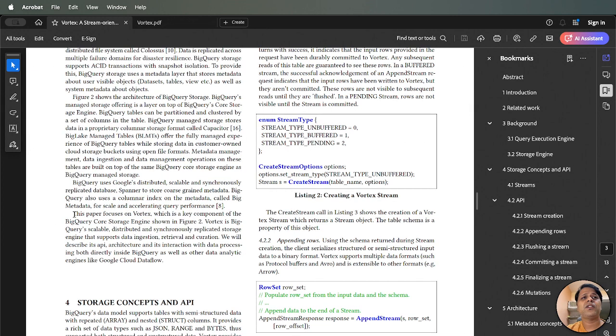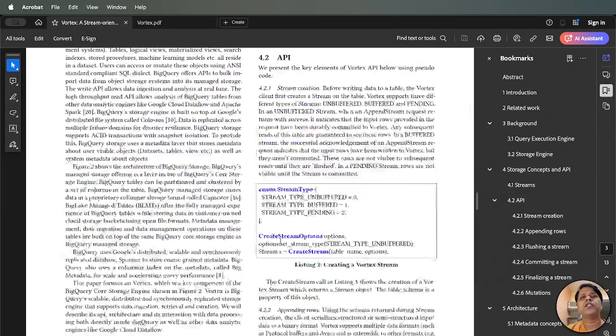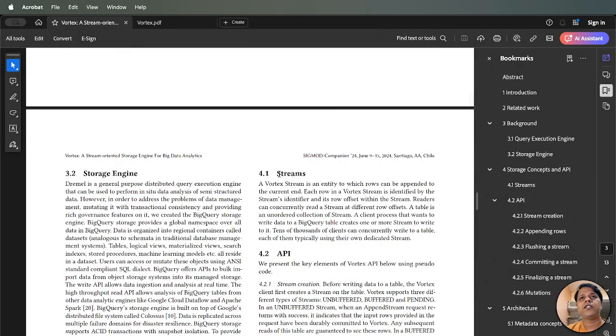Okay. So again, from here on, it talks about Vortex, which is the key component within the storage engine to handle the streaming data ingestion. Okay, so let's see. Stream is the basic entity, the data structure which is used for handling your streaming data through Vortex. Each row in a Vortex stream is identified by the stream's identifier and its row offset in the stream, right? We looked at this one.